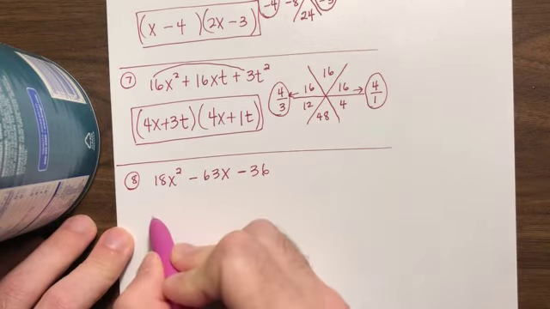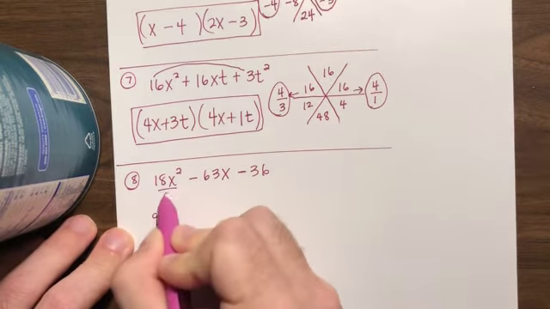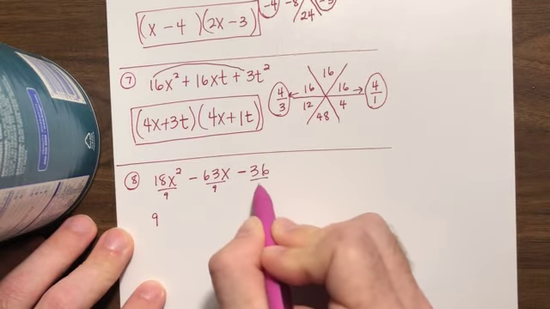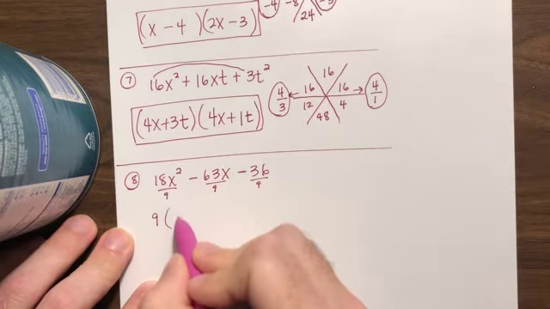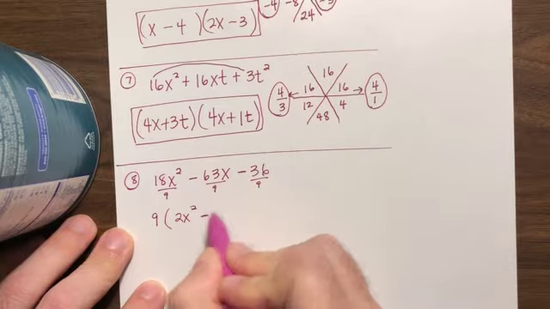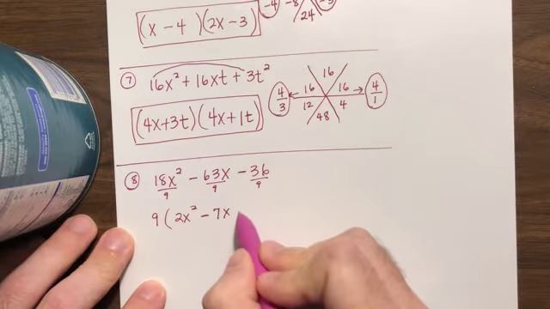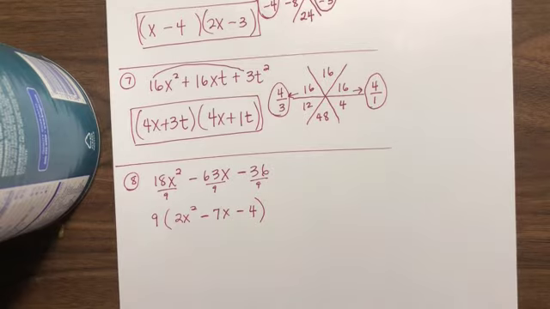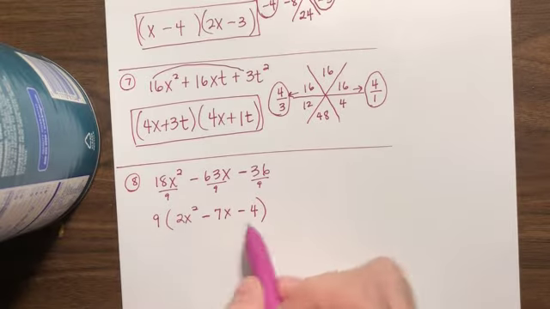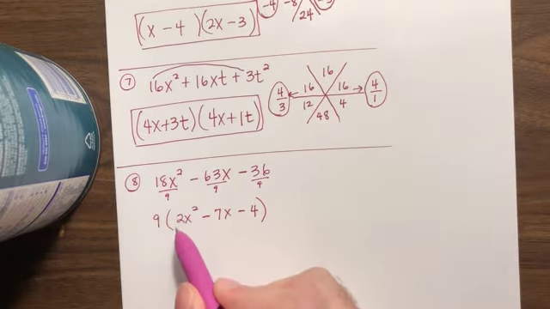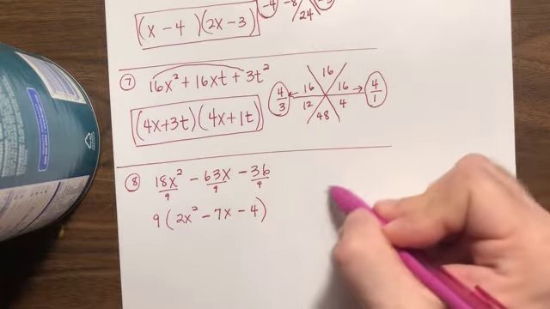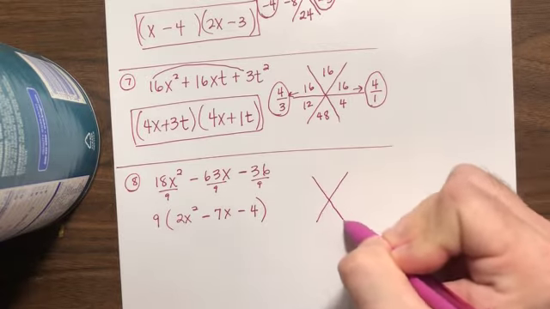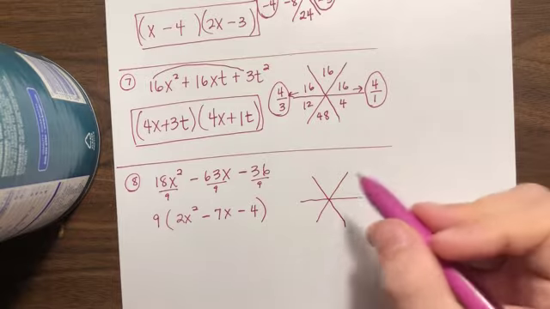So they all have a 9 in common. That means I need to divide a 9 out of every one of them. So we get 2x squared. We get 7x. And we get 4. Yay. So I would love to be done, but I'm not. There's 3 terms. There's a number in front. They're not perfect squares, so snowflake again.